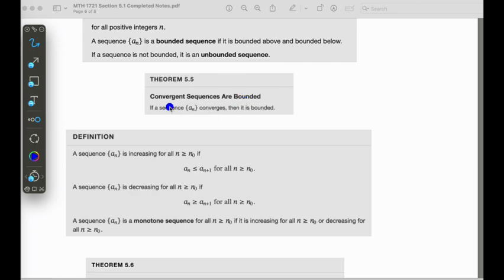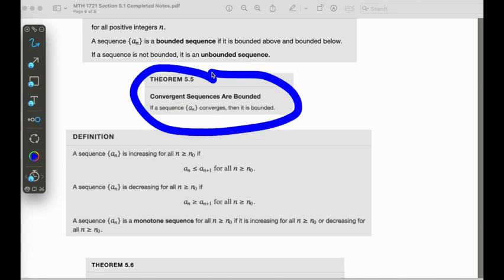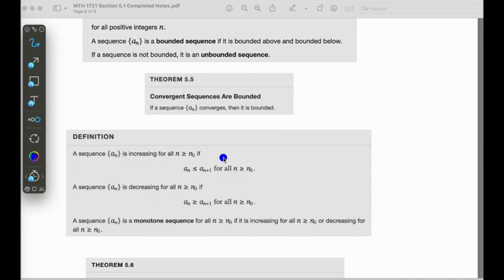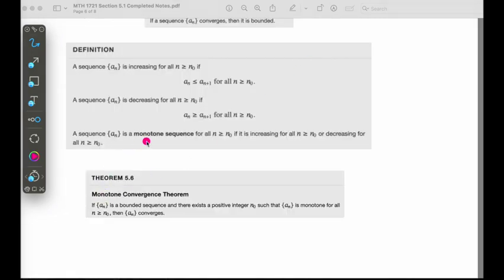So if you think about that alternating sequence between -1 and 1, that's bounded. It's bounded above by 1. It's bounded below by -1, but it doesn't converge. The limit doesn't exist for that sequence. So the converse isn't necessarily true for this. So now we're going to talk about what a monotone sequence is.